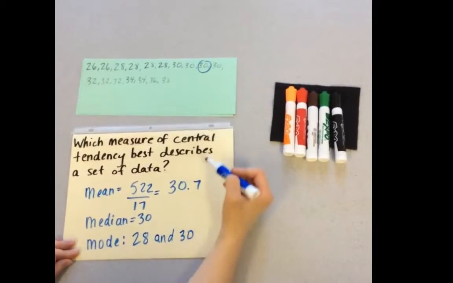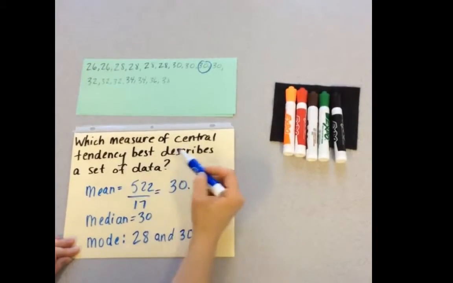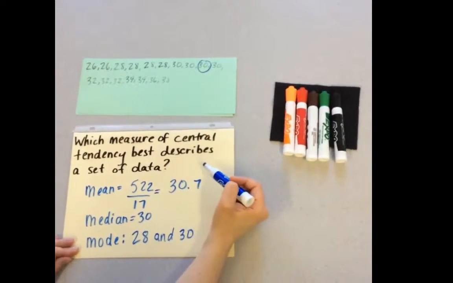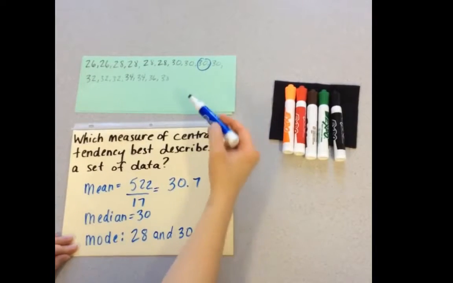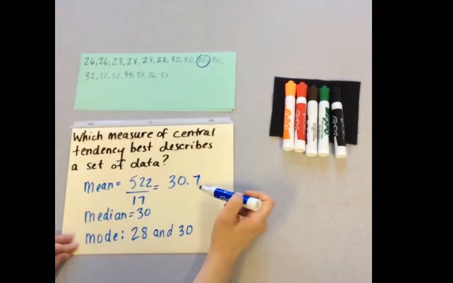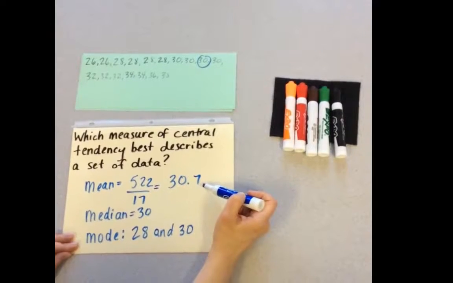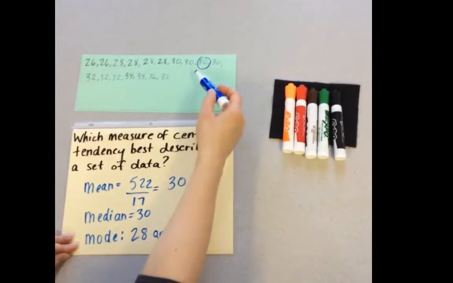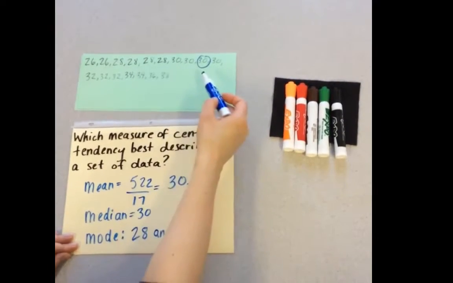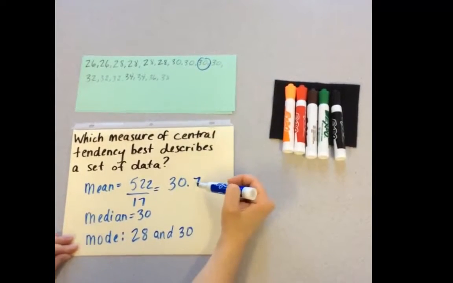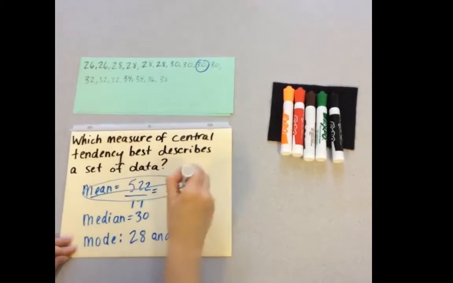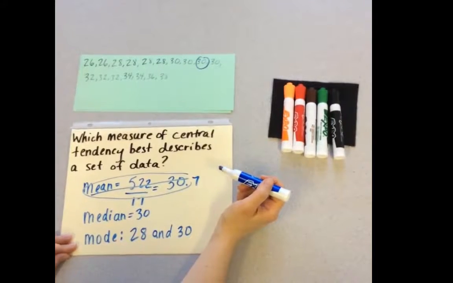So in this situation, remember what our question is. Which measure of central tendency best describes the set of data? In this set of data, the mean is 30 and 7/10. This doesn't even actually represent a size. If you notice here, there are no 30 and 7/10. So this would not be a good measure of central tendency to use.